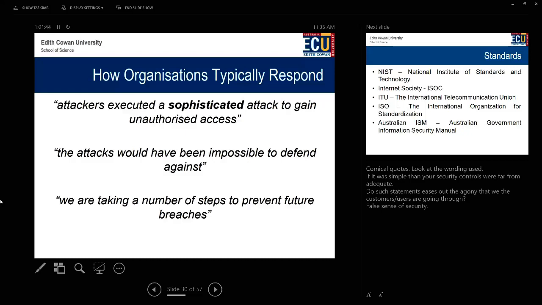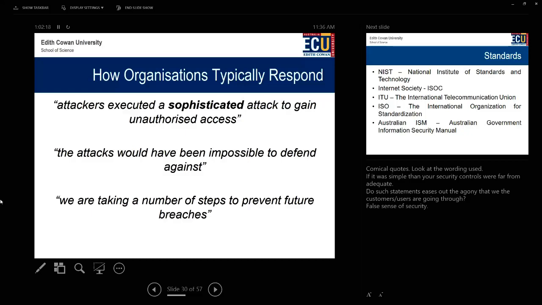So I have taken these three statements from the reports that we used to get from our service providers. I find these sort of funny, comical quotes, because we might get an email from our service provider saying that attackers executed a sophisticated attack to gain unauthorized access. Of course, it was a sophisticated attack. That's why you have been compromised. But you need to tell me what was compromised. How much of my information has been compromised?